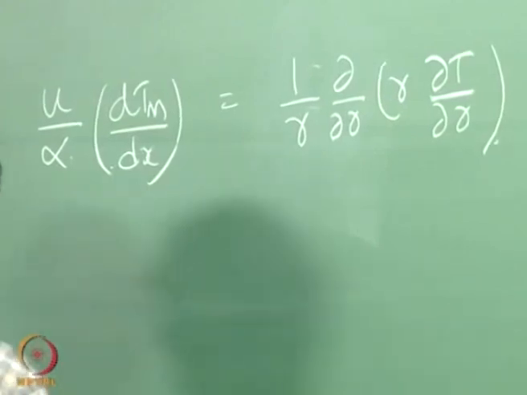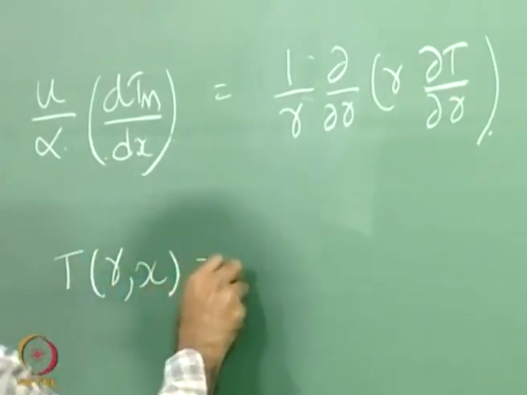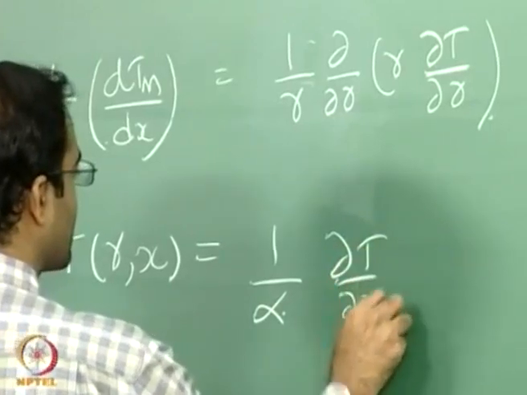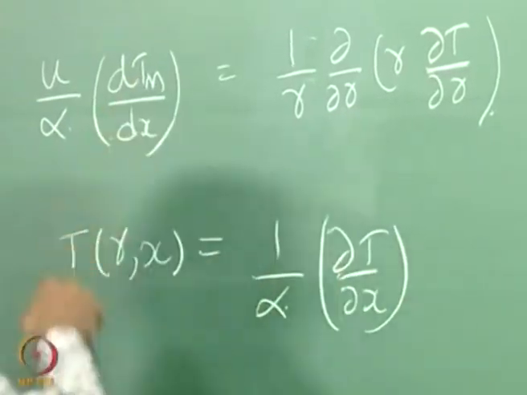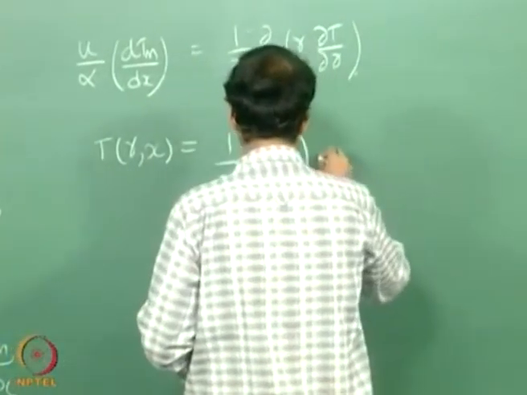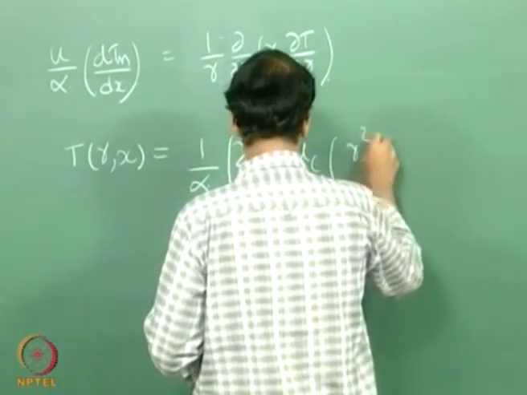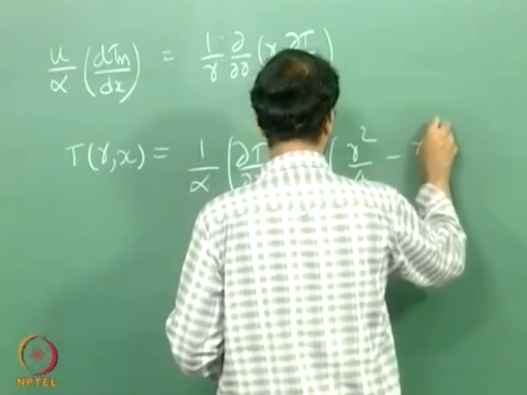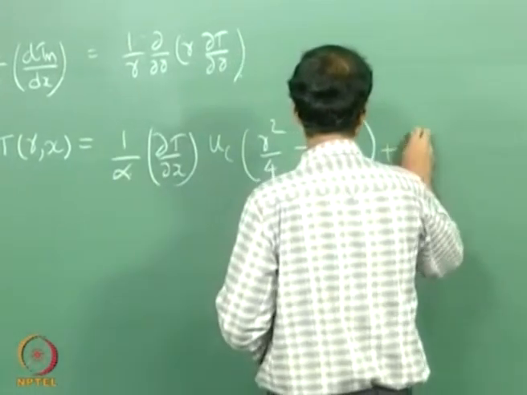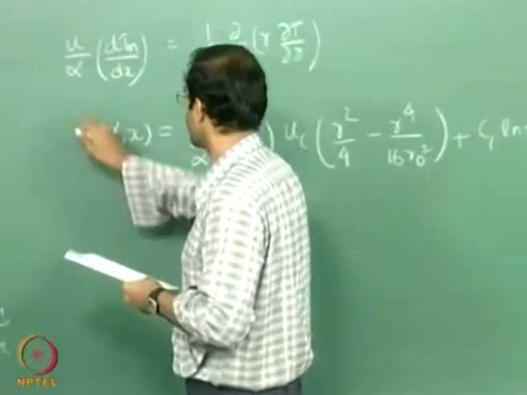So if you integrate it twice, I am not going to spend time integrating, I will give you the final expression. 1 by alpha dT by dx is actually a constant. So I can either use dT by dx or dTm by dx, they just mean the same and they are just constants. So you have Uc r square by 4 minus r power 4 by 16 r naught to the power 2 plus C1 ln of r plus C2.